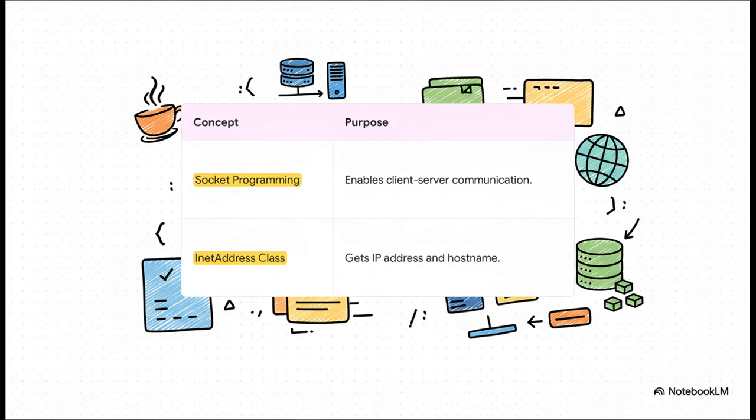First, sockets. Think of them like the 2 telephones on either end of a phone call, connecting a client and a server. That's how they talk. Second is the INET address class. That one's way simpler. It's basically the phone book. It helps you find the IP address or the name of the computer you're trying to call.